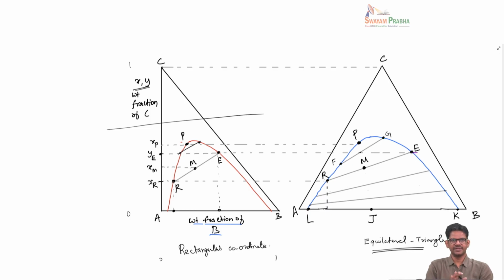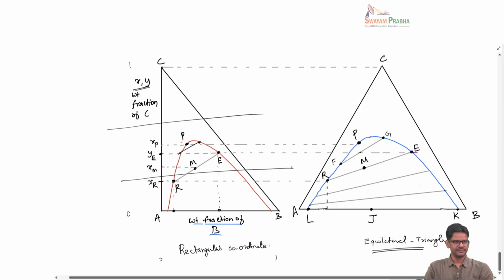The advantage of the rectangular diagram is that we don't have to complete this to full pure component C. We can truncate anytime we want. Sometimes we can truncate even right here if my operation is only below this line.